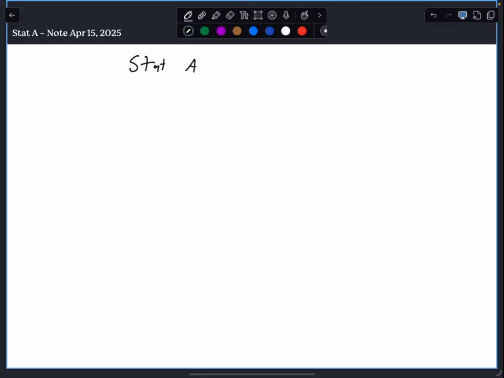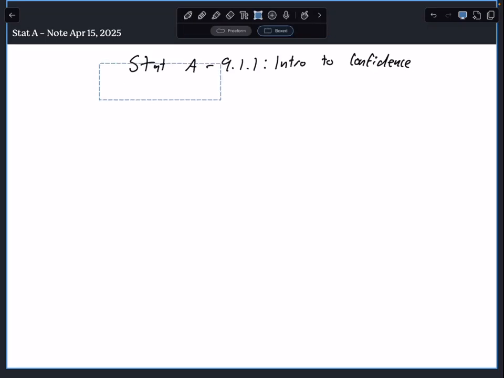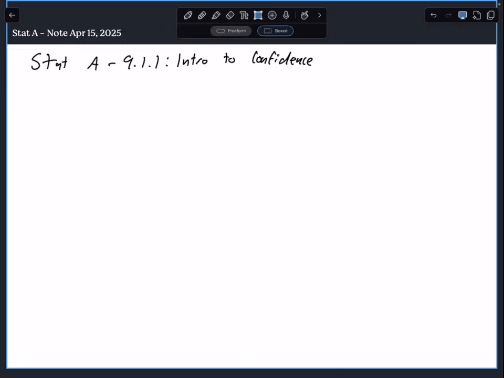Stat A, (9.1.1) intro to confidence intervals. Day 1.